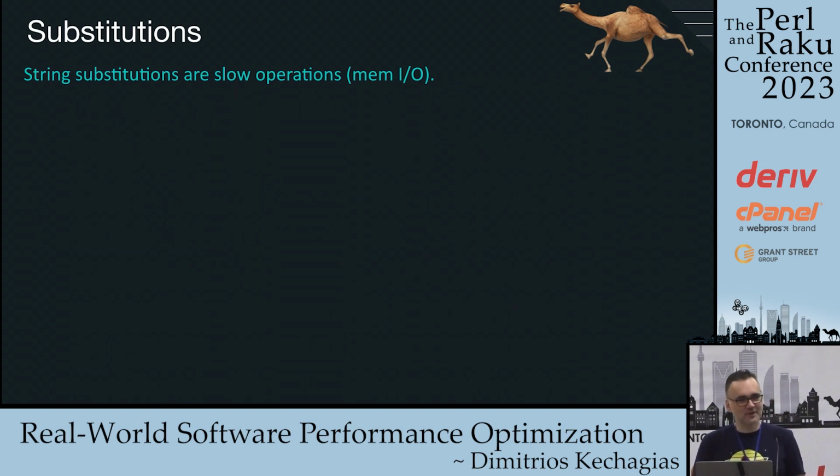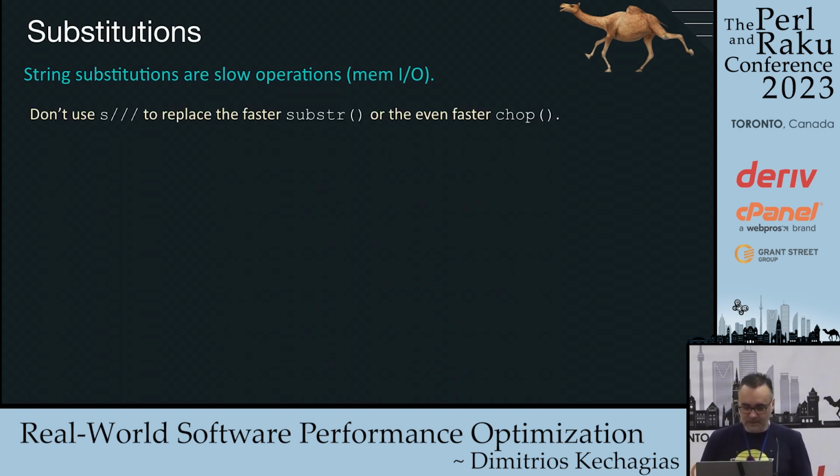Substitutions are very slow operations because, depending on the size of your string obviously, they are potentially quite slow because there's a lot of memory copy. You shouldn't use the substitution to replace the faster substring function, like searching for the last character. And actually, the last character is a bit faster even with chop and substring. It's a small difference, but don't use a regular expression to replace substring.